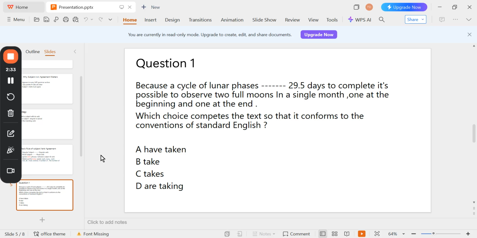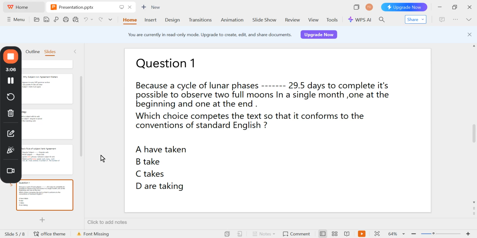Look at the subject, a cycle of lunar phases. Watch out for prepositional phrases like "of lunar phases." Ignore everything after "of." The subject is cycle, which is singular. Step 2, match the verb to the subject, singular subject with singular verb. Step 3, check the options. "Have taken" is plural, "take" is plural, and "they are taking" is also plural, so the correct answer is C, takes.